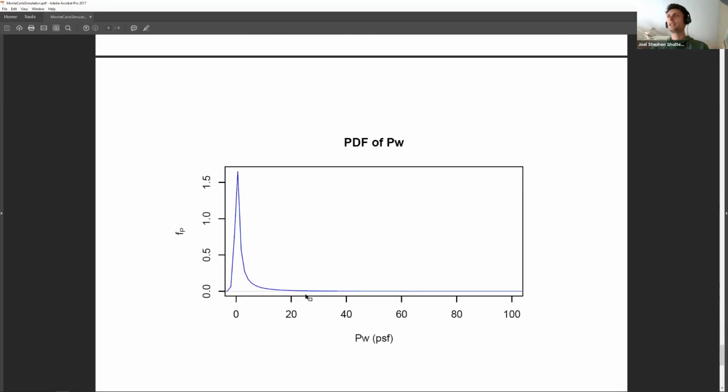I'll plot that, and this is what our PDF looks like. It's a little bit different. It's going to be more variable, meaning it's going to be thicker than the PDF that we had from before.